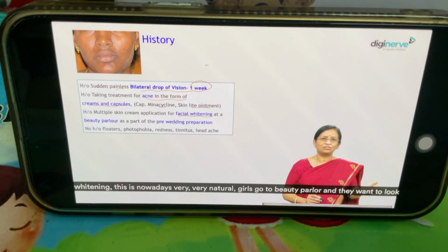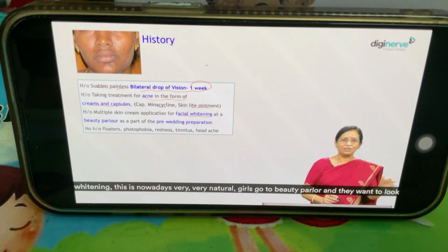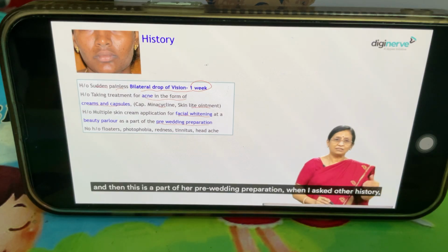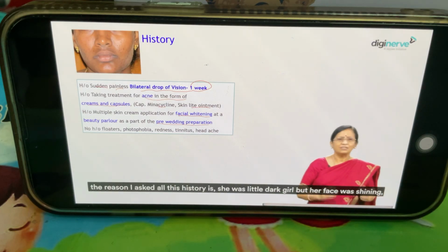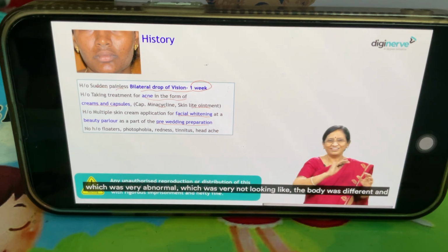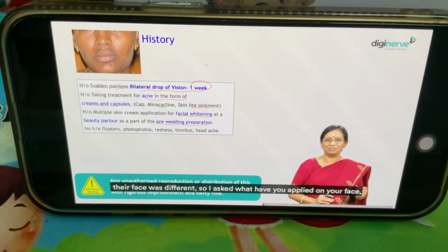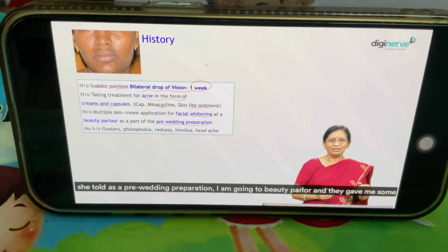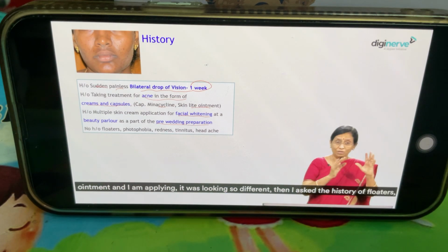This is very natural nowadays. Girls go to the beauty parlor and they want to look bright. This was part of her pre-wedding preparation. The reason I asked all this history is that she was a little dark girl, but her face was shiny, which was very abnormal, as if her body was different and her face was different. So I asked, what have you applied on your face? She told me, as a pre-wedding preparation I go to the beauty parlor, and they gave me some ointment and I'm applying it. It was looking so different.